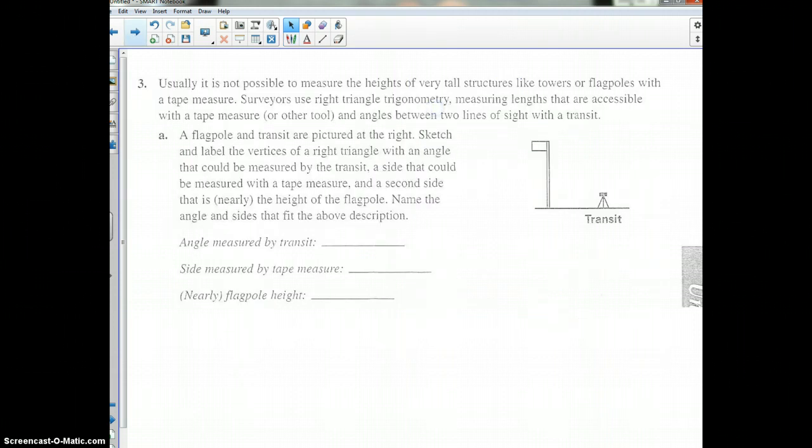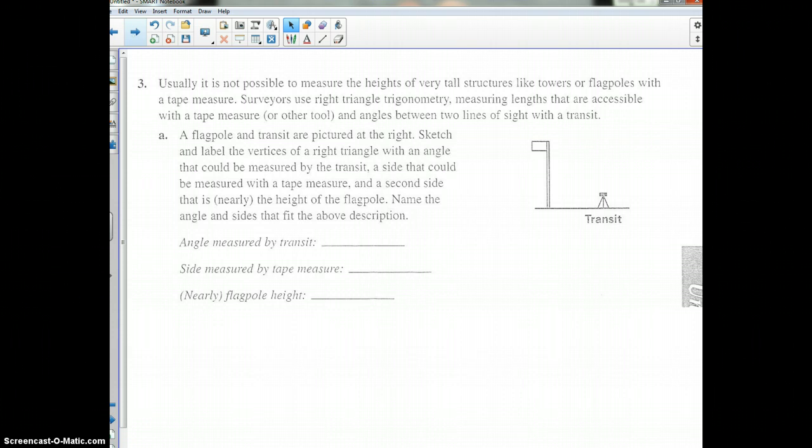All right, so moving on to number 3. When you look at this, it says a flagpole and a transit are pictured to the right. So just reading there, sketch and label the vertices of a right triangle with a right angle that could be used to measure by the transit, a side that could be measured with the tape measure, and a second side that is nearly the height of the flagpole.